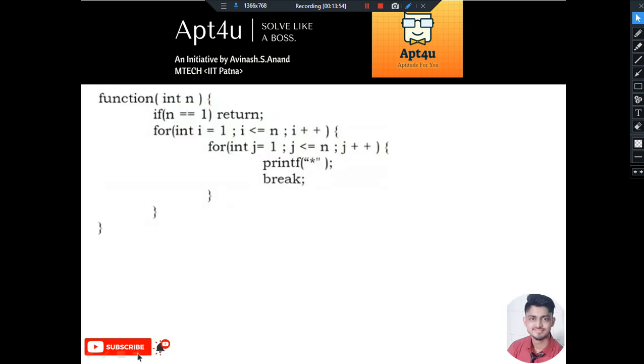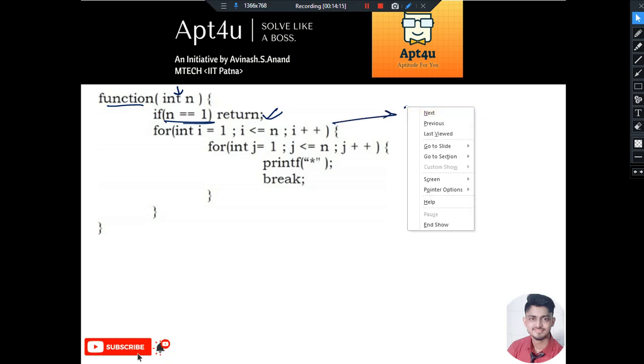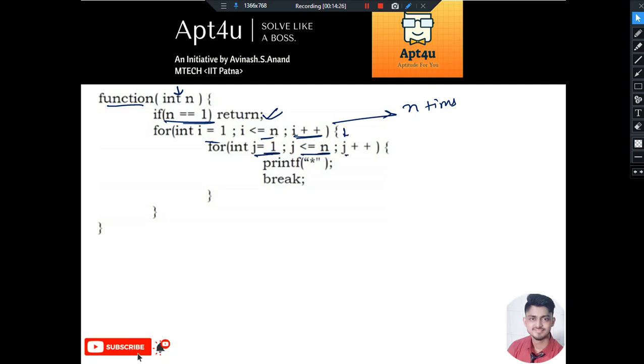One last example to discuss here, quite interesting and very tricky. You have a function, you receive some value n, and it says that if n is equal to 1, then you just return, no problem. Focusing on the for loop, for i equal to 1, i less than equal to n, i plus plus. This basically gets executed n times, right? From 1 to n, every time you are increasing one step at a time, so it is n times. Get inside, for j is equal to 1, j less than equal to n, j plus plus.